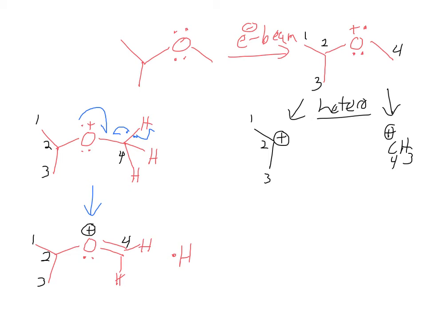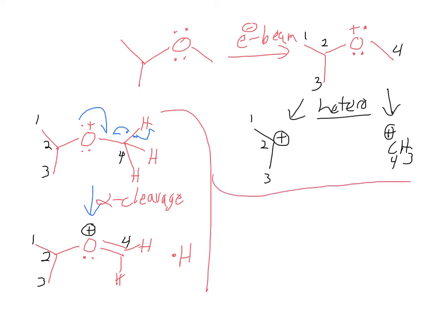So if this is an alpha cleavage with this unsymmetrical ether, I could also do the same thing with this alpha carbon, right? Carbon 4 is an alpha carbon, but so is carbon 2. It's also an alpha carbon. So if I redraw this molecular ion again, carbon 2 is also an alpha carbon, and carbon 3 and 1 are also beta carbons.